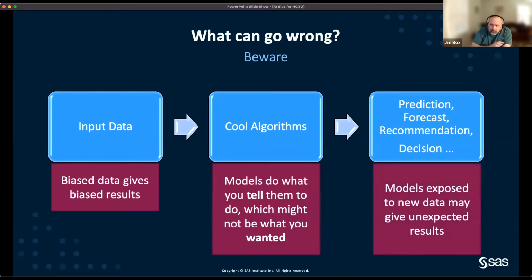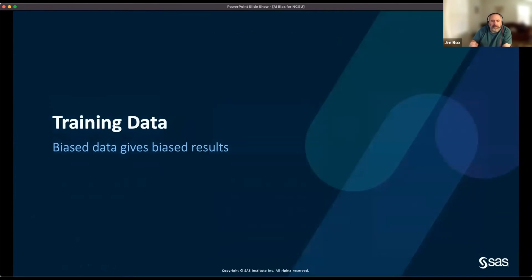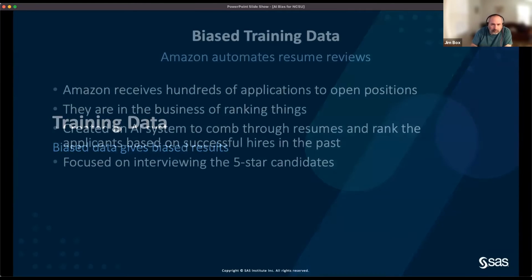And finally, on the prediction, forecast, recommendation idea, if you're exposing a model to data that's not like the data it was trained on, it can give you some really unexpected results, but you won't necessarily know that there's any sort of risk involved with those. Okay, so we're going to delve into each one of these, and let's start with the training data, because I think that's the sort of bedrock concept.